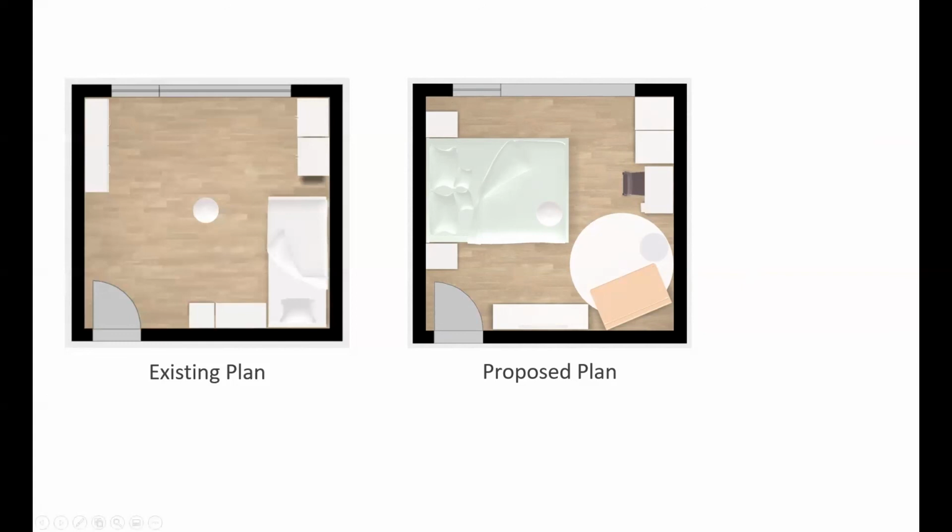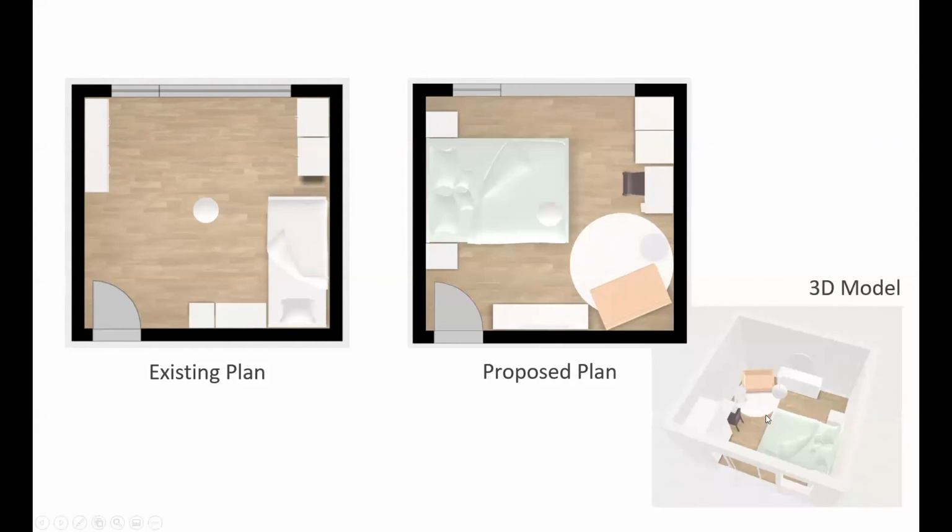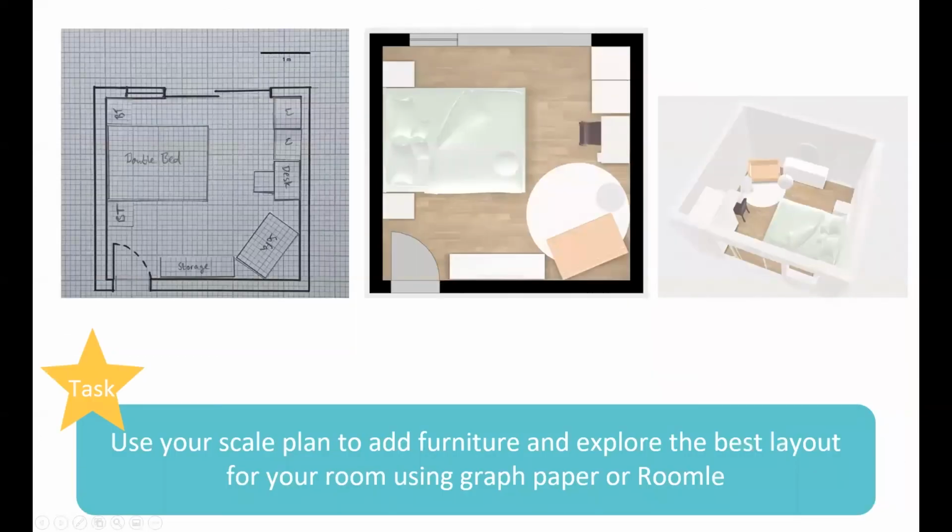So you can screen grab or kind of print screen from the Roomall program for the floor plan and also the 3D model as well. So if you want to present a 3D model as well, you can do that. So your next task at the end of this video is to use your scale plan, either using the graph paper one or the Roomall one, and explore the best layout for the room, making sure that it's a practical layout that works as well. Okay, I hope you have fun doing this.